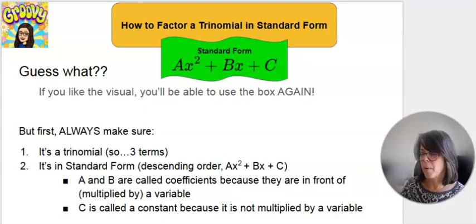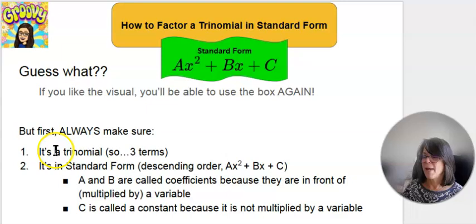So this type of polynomial called a quadratic has to be in standard form before we can work with it. Standard form for a quadratic is ax squared plus bx plus c, where a, b, and c are just numbers. Not only that, but if you like the visual of the box to organize your work, you're going to be able to use it again with one extra step in the beginning.